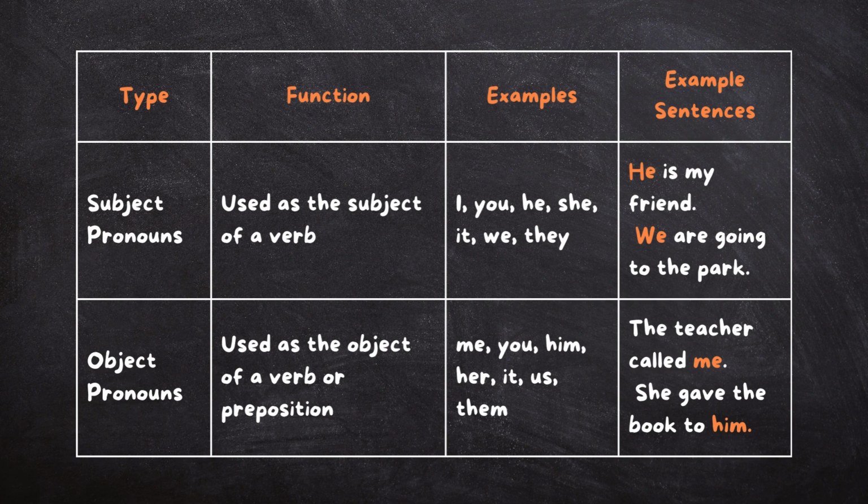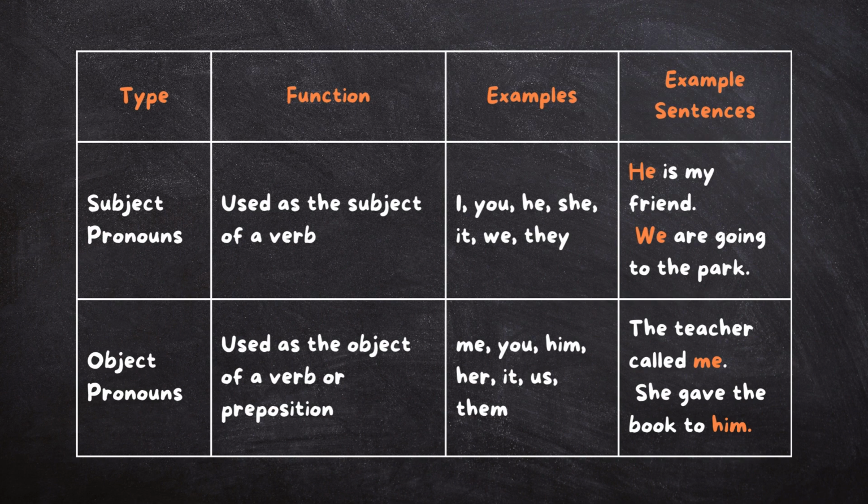So who is my friend? He. Who is going to the park? We. And he and we, as we understand, are pronouns, and since they are the ones doing the action or whatever is happening in the sentence, they are subject. Hence, they are what? Subject pronouns.